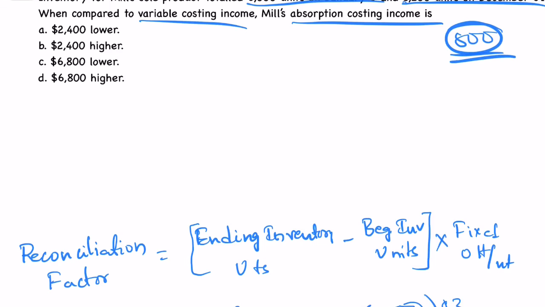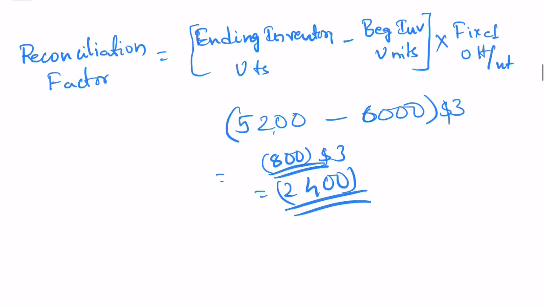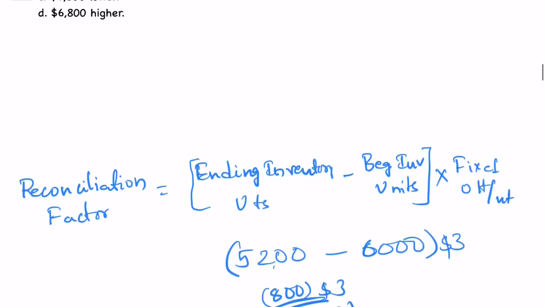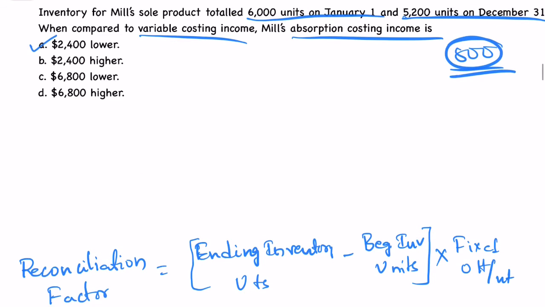So is it lower or is it higher? Negative 2,400 means it has been lower. That's why the right answer is option A.